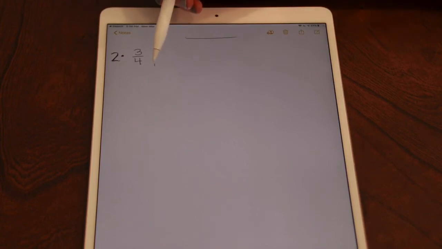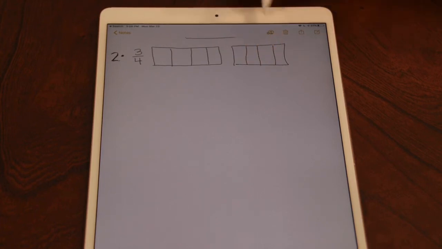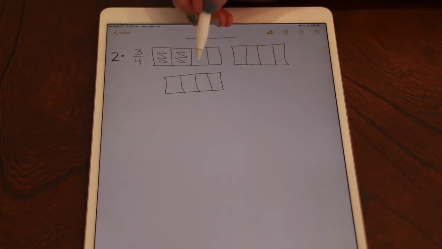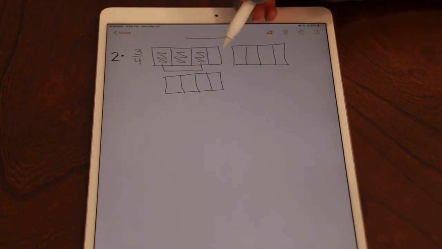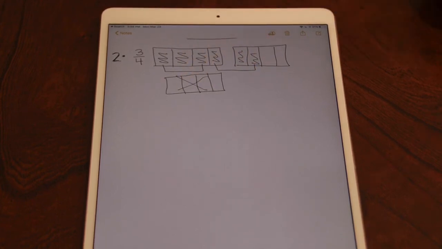So I need to create my model. I break it into 4 pieces because that's what my denominator tells me to do. I'm going to do another one. We'll do one more just to be safe. Okay, so I'm going to color in groups. I need 2 groups of 3 fourths. So I go 1, 2, 3. There's one group of 3 fourths. 1, 2, 3. 2 groups of 3 fourths. So I didn't need this one again.